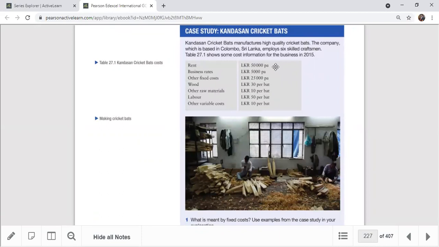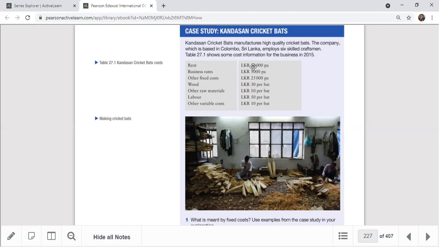Per annum, PA stands for per annum. Per annum is per year, right? And business rates, that's also fixed cost, 5,000 per year. Other fixed costs, definitely fixed cost, that is 25,000. So you can see the total fixed cost right now, if you add the first 3, 50,000 plus 5,000 plus 25,000 equal how much? 80,000. So total fixed cost would be 80,000.